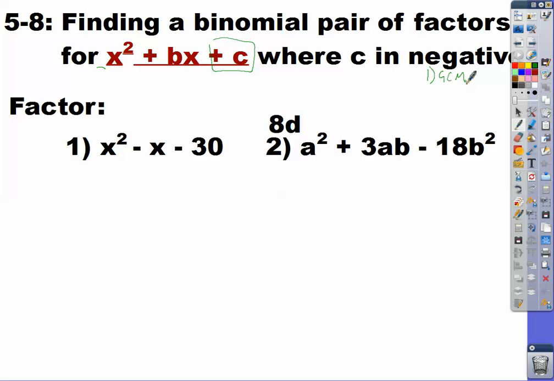Is there something that goes into all three of these terms? No, so we don't have it. So what's the next thing that we look for? What is the next thing that we look for? We're on to the boys, girls. Ava? Difference of squares. We look for a difference of squares.